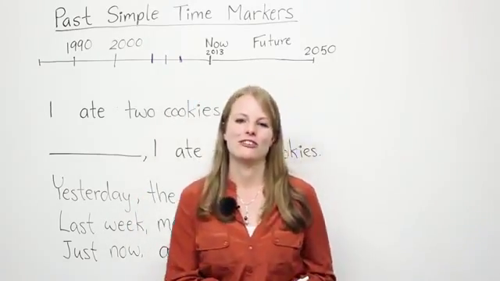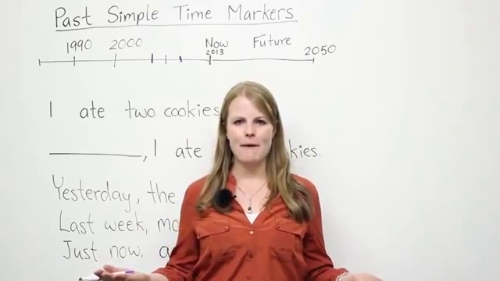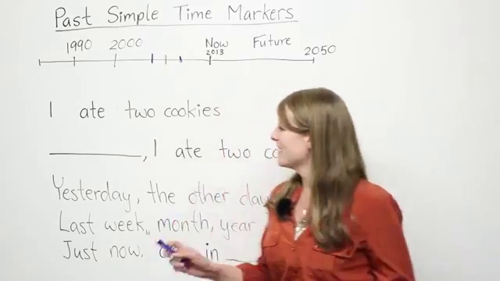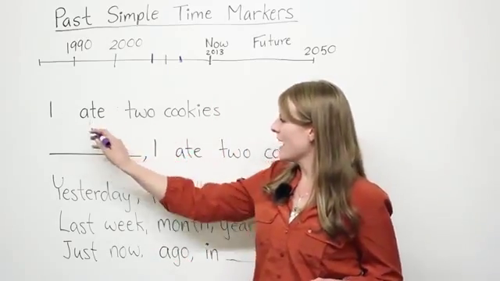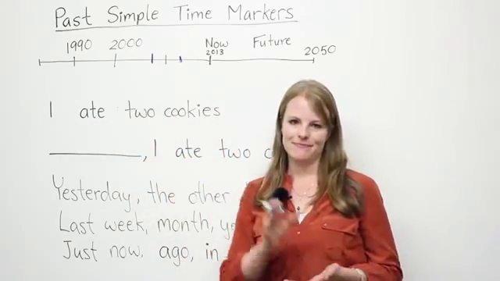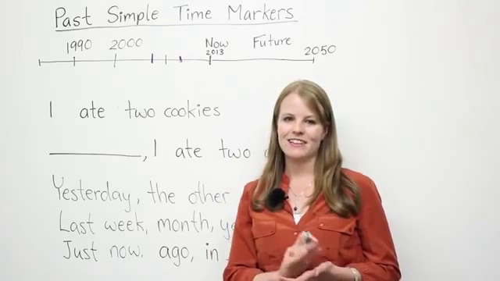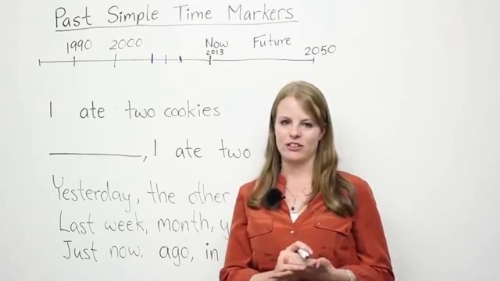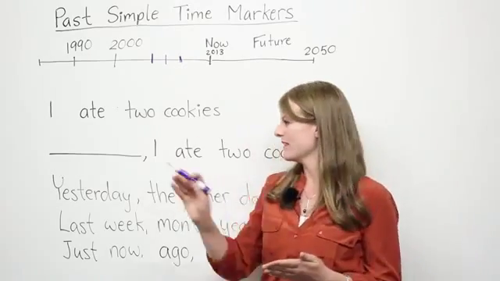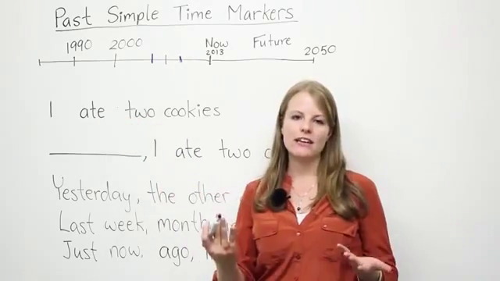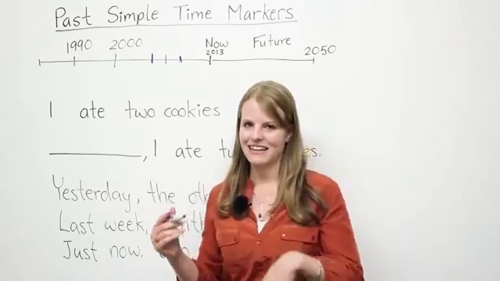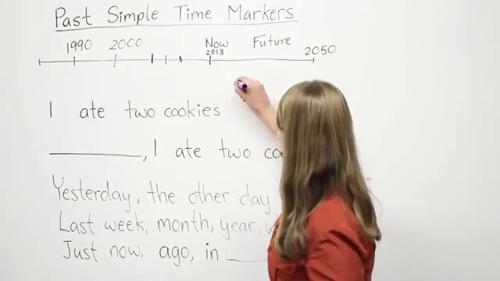First, my question. What is the past simple? What is the simple past? Well, I ate 2 cookies. The present tense, I eat 2 cookies. Every day I eat 2 cookies. So in the past, we would say ate. So usually simple past are verbs, actions, that end in ed.